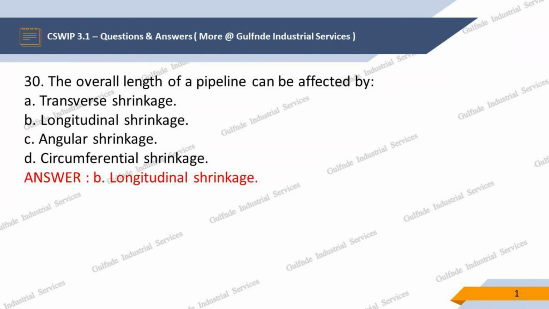Question 30. The overall length of a pipeline can be affected by: A. Transverse shrinkage, B. Longitudinal shrinkage, C. Angular shrinkage, D. Circumferential shrinkage. Our answer is B. Longitudinal shrinkage.